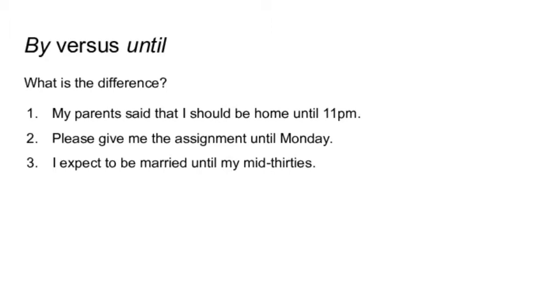"I expect to be married until my mid-30s." That just sounds weird. Like you're going to get married now, then in your mid-30s you're going to divorce. You're going to stop being married. Until means when something stops. You should say "by my mid-30s." That's like when you expect something to happen, sort of an approximate deadline or expectation.